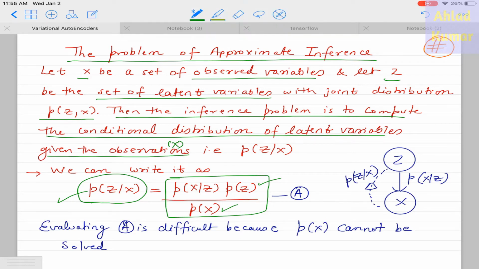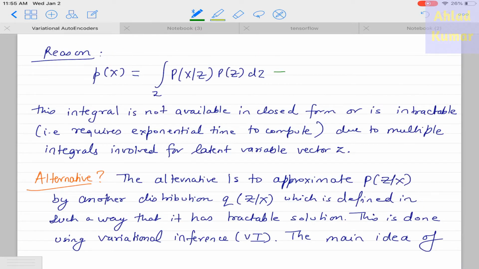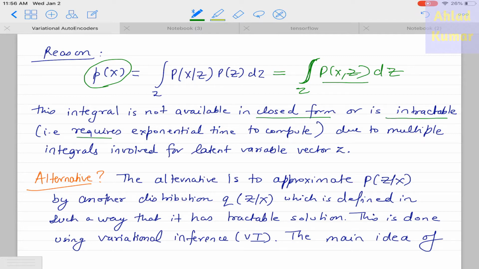The problem with this equation is that it is difficult to obtain, because the p of x in the denominator cannot be solved properly. The reason for that, as you may recall from the law of total probability, is that it is equal to the integral of p of x given z dz. So we are actually marginalizing p of x out of this joint probability. The reason it is not solved properly is that this integral is not available in closed form, or is intractable. Intractable means it requires exponential time to compute due to the multiple integrals involved for the latent variable z.